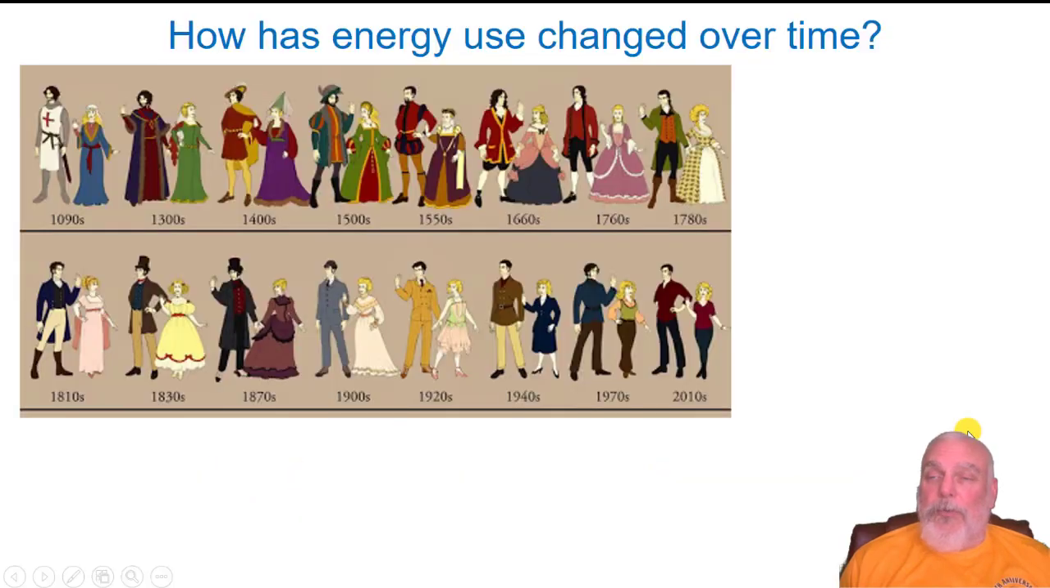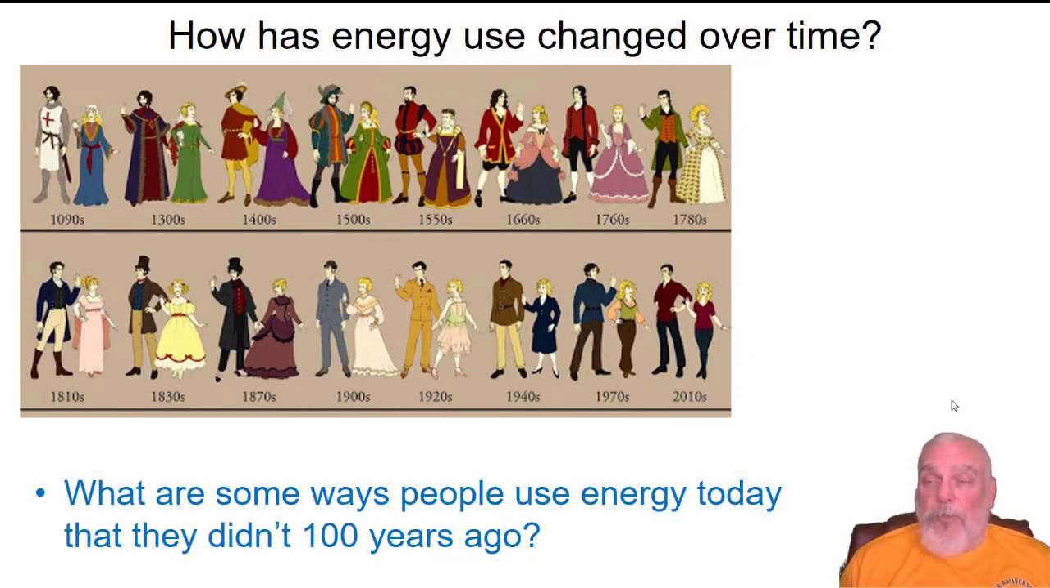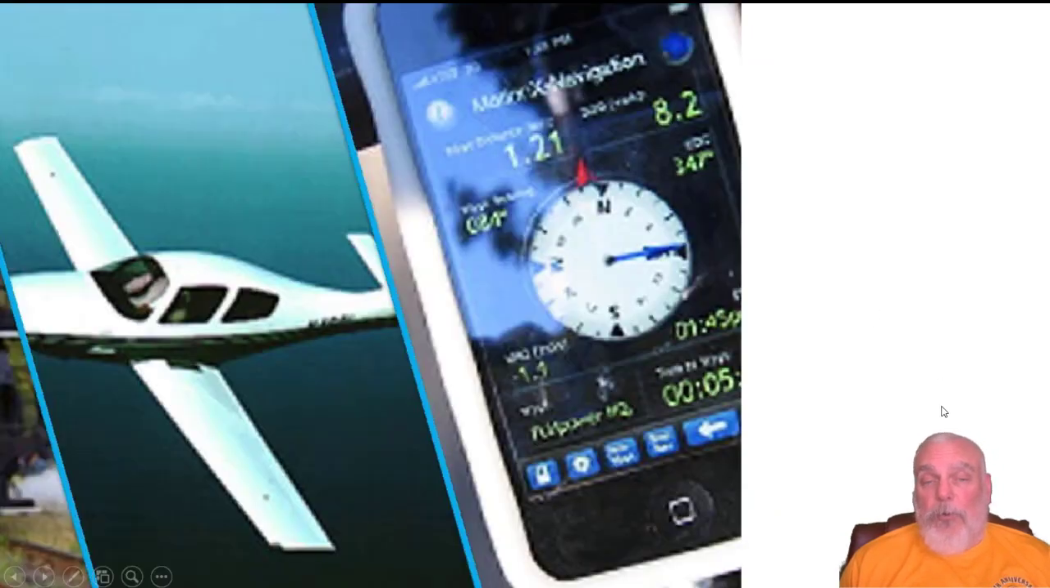Okay, let's take a look at energy use from a historical perspective. So how has energy use changed over time? So these people over here in the year 1090, how would they use energy differently than we do here in the 2020s? For example, we use energy to do certain things that they may not have even dreamed of using, like flying airplanes, computers, cell phones. So we use energy for a lot of things that they would not even have had access to.